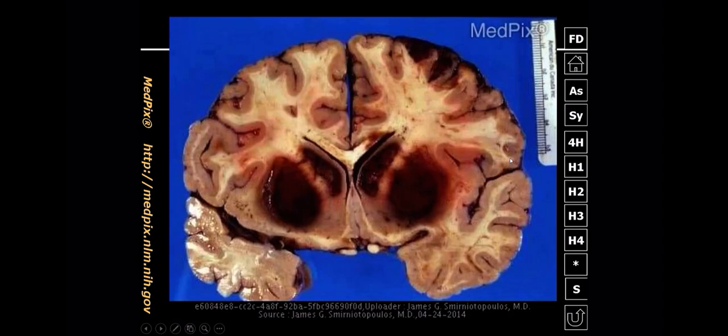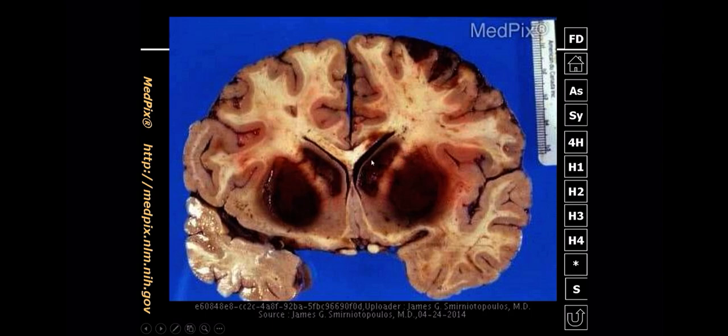So this is a patient who had methanol intoxication. And methanol is sometimes found in moonshine. It only takes about 10 to 30 milliliters of methanol to kill a patient or to cause retinal blindness. You don't get cortical blindness from methanol intoxication.